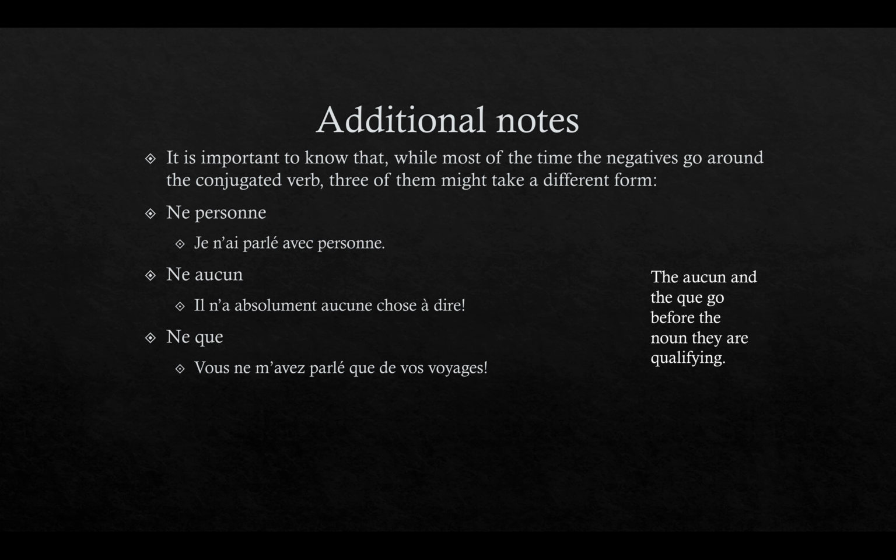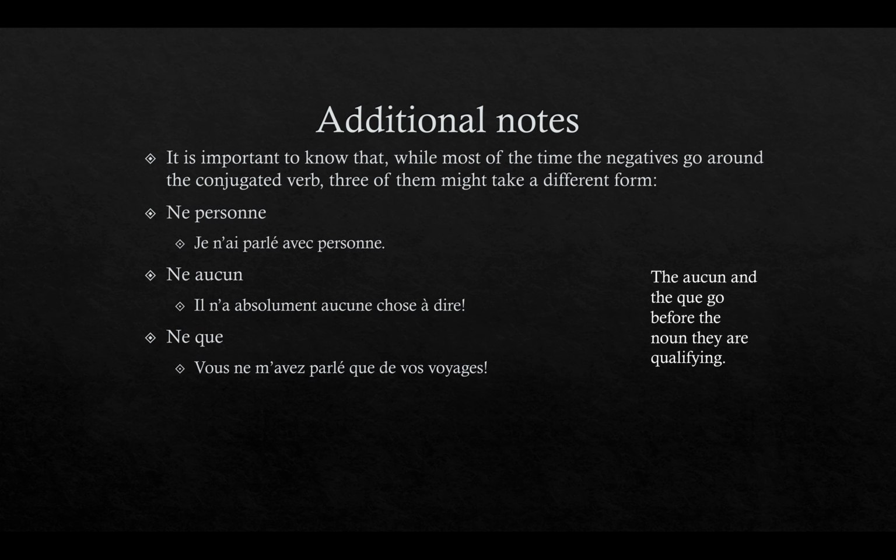Okay, some additional things to know. That usually it goes around the conjugated verb, but the ne personne, ne aucun, and ne que will go in front of the noun they're qualifying. So that word qualifying simply means the noun they're associated with, the noun that they're making negative or talking about. So, ne personne, je n'ai parlé avec personne. I didn't speak with anyone.